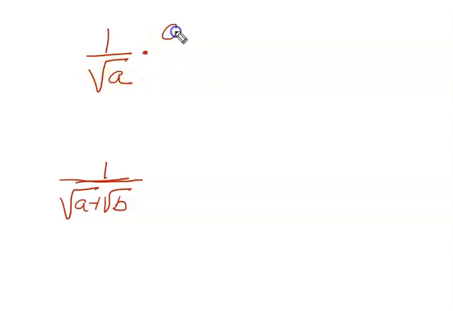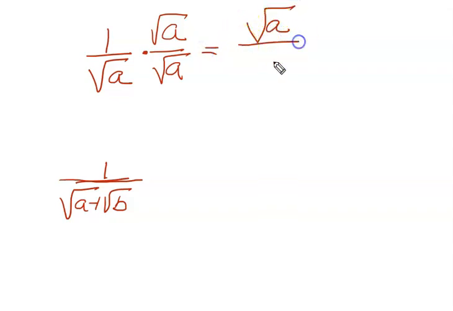So if we multiplied this fraction by the square root of a over the square root of a, and remember this is a 1, we then get the square root of a over the square root of a squared, which is just plain a. So now this is in a simplified form of the radical.